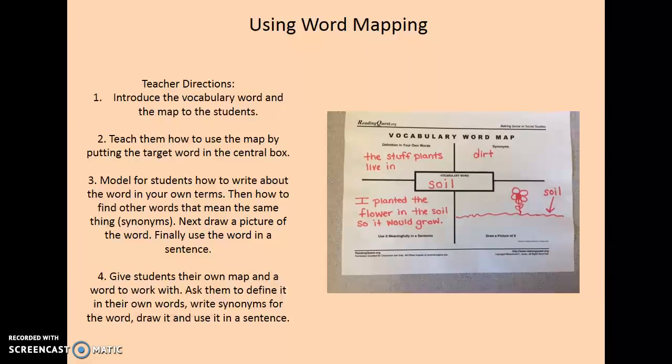After we complete our first word map together, oftentimes I'll give students another word map and this time have them work solely with their partners and create their own word map.